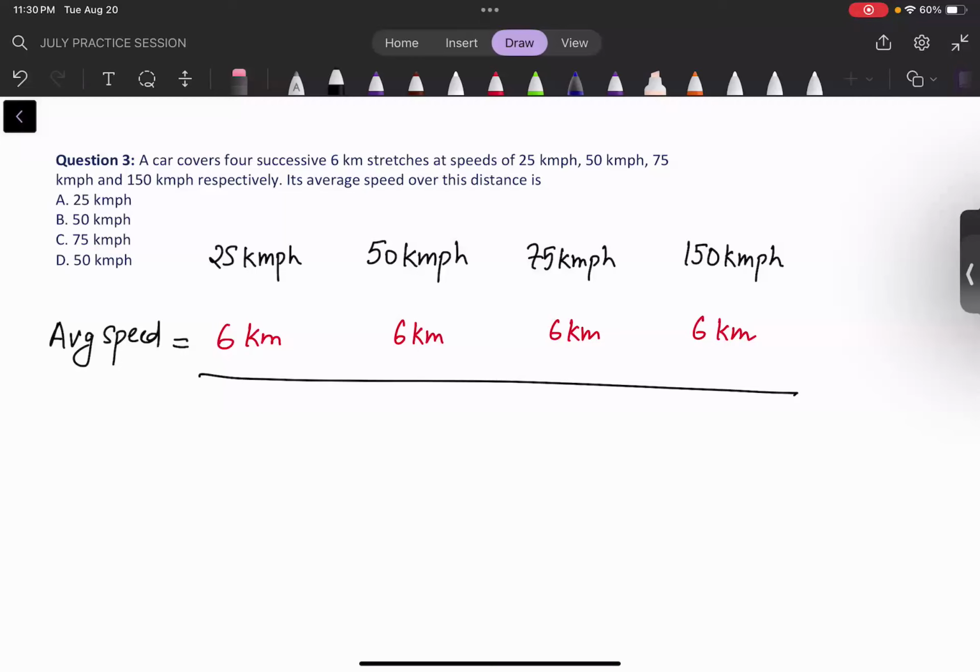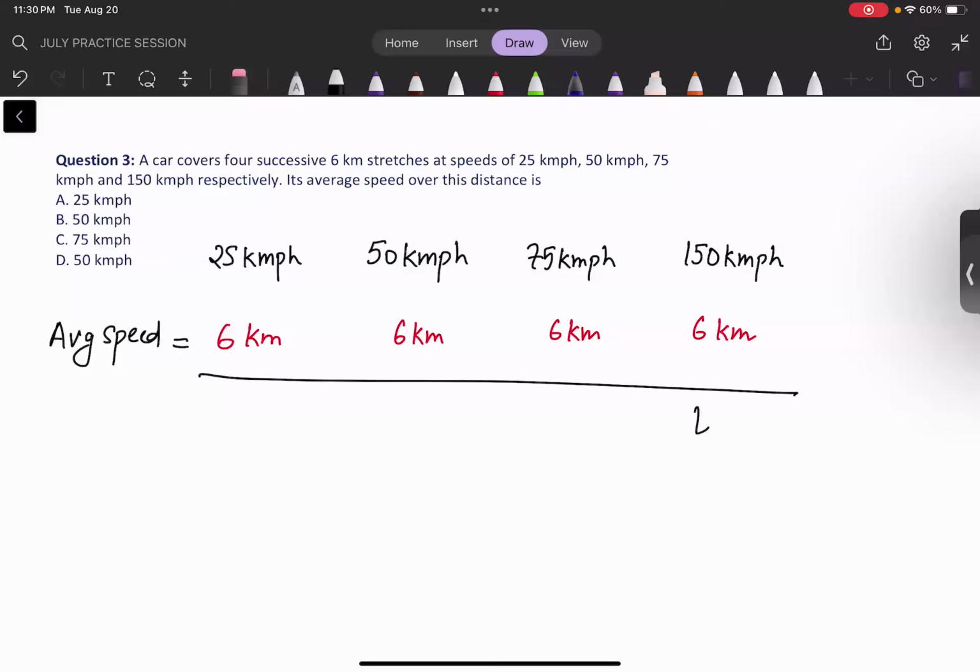Carefully answer. There are 4 distances. First one, second one, third one, fourth one. In which distance the time taken will be minimum? The last one. Highest speed will give you lowest time.